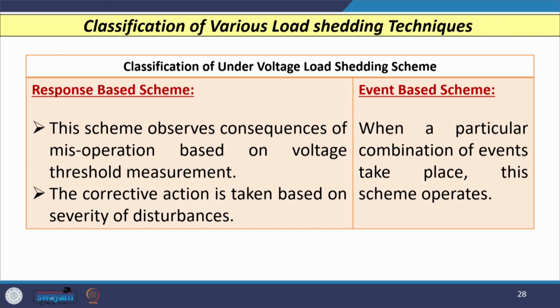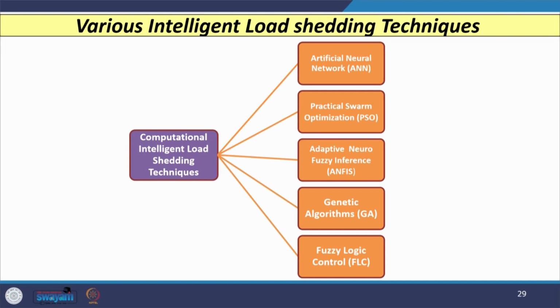The next category or classification of load shedding technique is the response based scheme and the event based scheme. In response based scheme, this scheme observes consequences of misoperation or maloperation based on voltage threshold measurement, and the corrective action is taken based on the severity of disturbances. Whereas, in case of event based scheme, when a particular combination of events takes place, then this type of scheme operates.